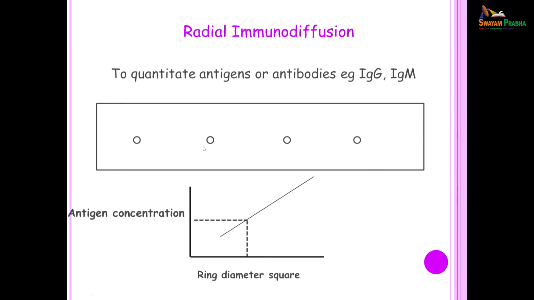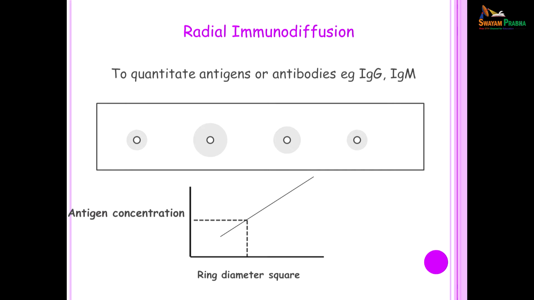These 3 wells will have a known concentration of immunoglobulin in doubling dilutions. The gel contains antibody, and these wells contain immunoglobulin made in doubling dilutions, and this is where we will put our test sample. We leave this overnight, and after 24 to 48 hours we look for a zone of precipitate to form.